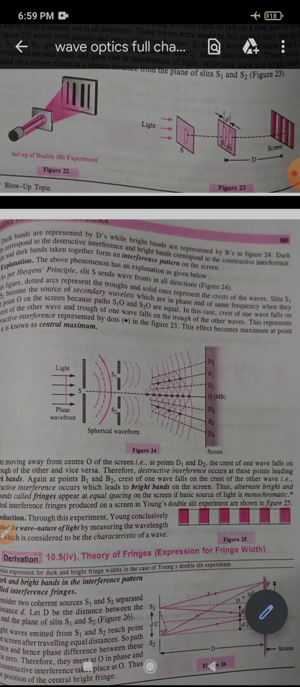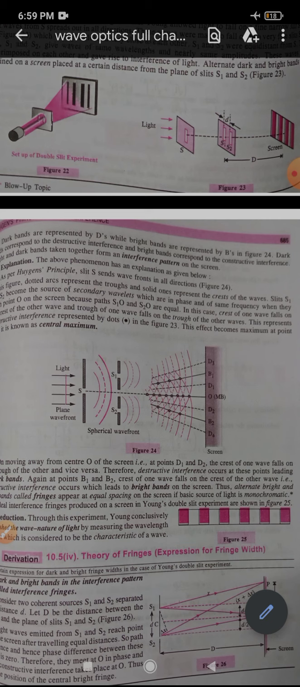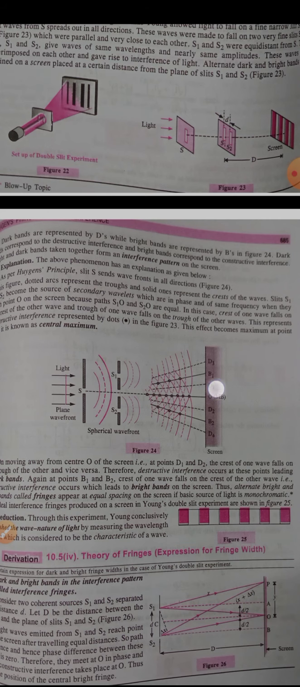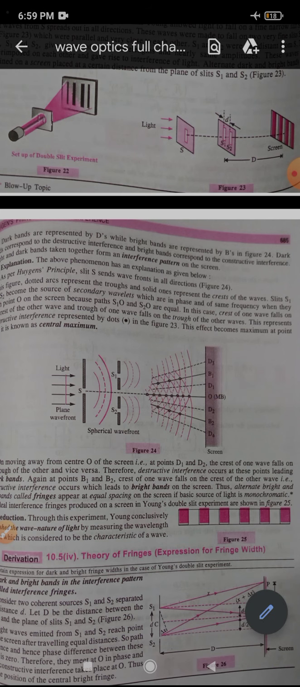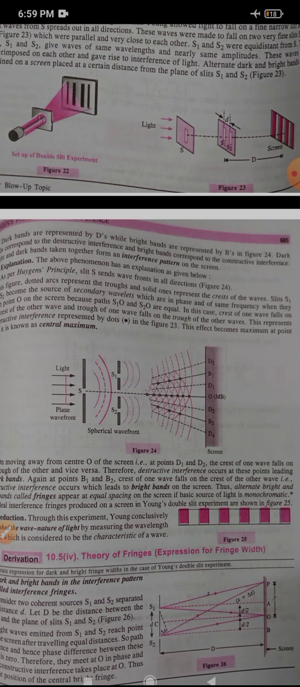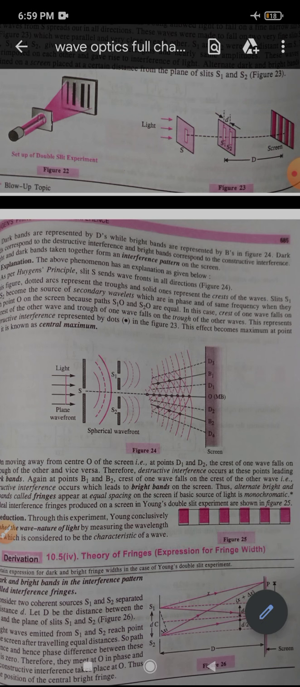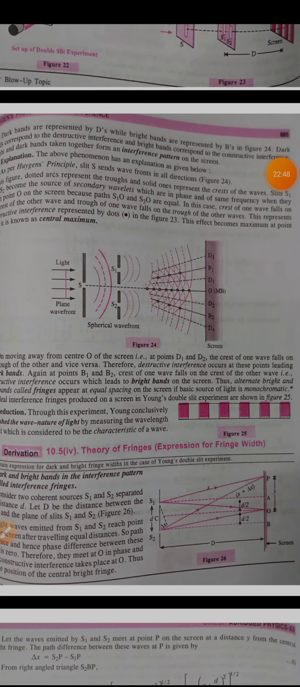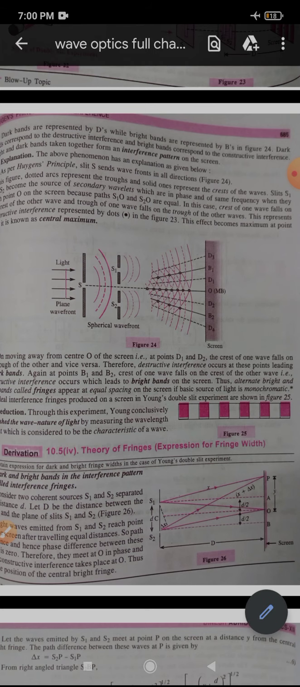So we get a central maxima at the point O, and next alternately we get a dark fringe, bright fringe, dark fringe on either side. Wherever we have dark fringes, that shows destructive interference, and wherever we have bright fringes, that represents constructive interference.